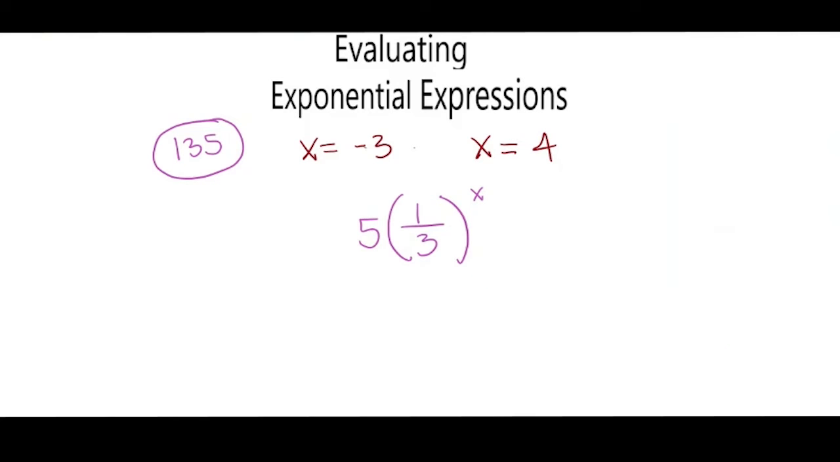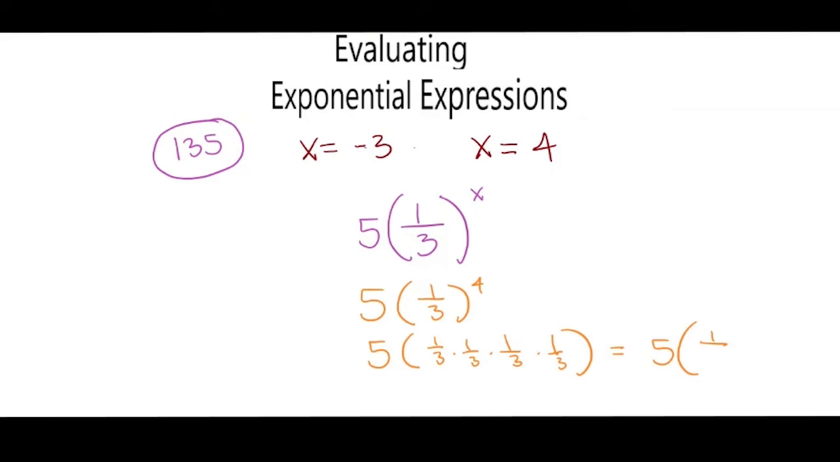Now let's evaluate the expression for when x is 4. So I will replace the x with a 4. So this becomes 5 times 1/3 raised to the 4th power. Well, that's 5 times, it's 1/3 times 1/3 times 1/3 times 1/3. And if you'll remember, you multiply straight across when you multiply fractions. So this is going to be 5 times, well, 1 times 1 times 1 times 1 is just 1. But 3 times 3 is 9. 9 times 3 is 27. 27 times 3 is 81.